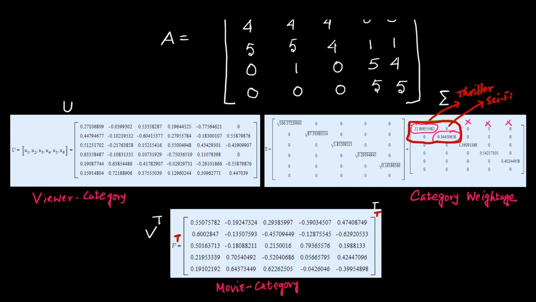Now, if you look at this U, you can see here the viewer to category. So from this sigma, our conclusion is the maximum weightage is of the category thriller and of the category sci-fi, where thriller is having even higher weightage or impact than the sci-fi category. Since we have discarded the three other categories here, I can simply consider the columns corresponding to the two categories which are having more impact than the others. That means the first column and second column. The first column is for the thriller and the second column is for the sci-fi category.